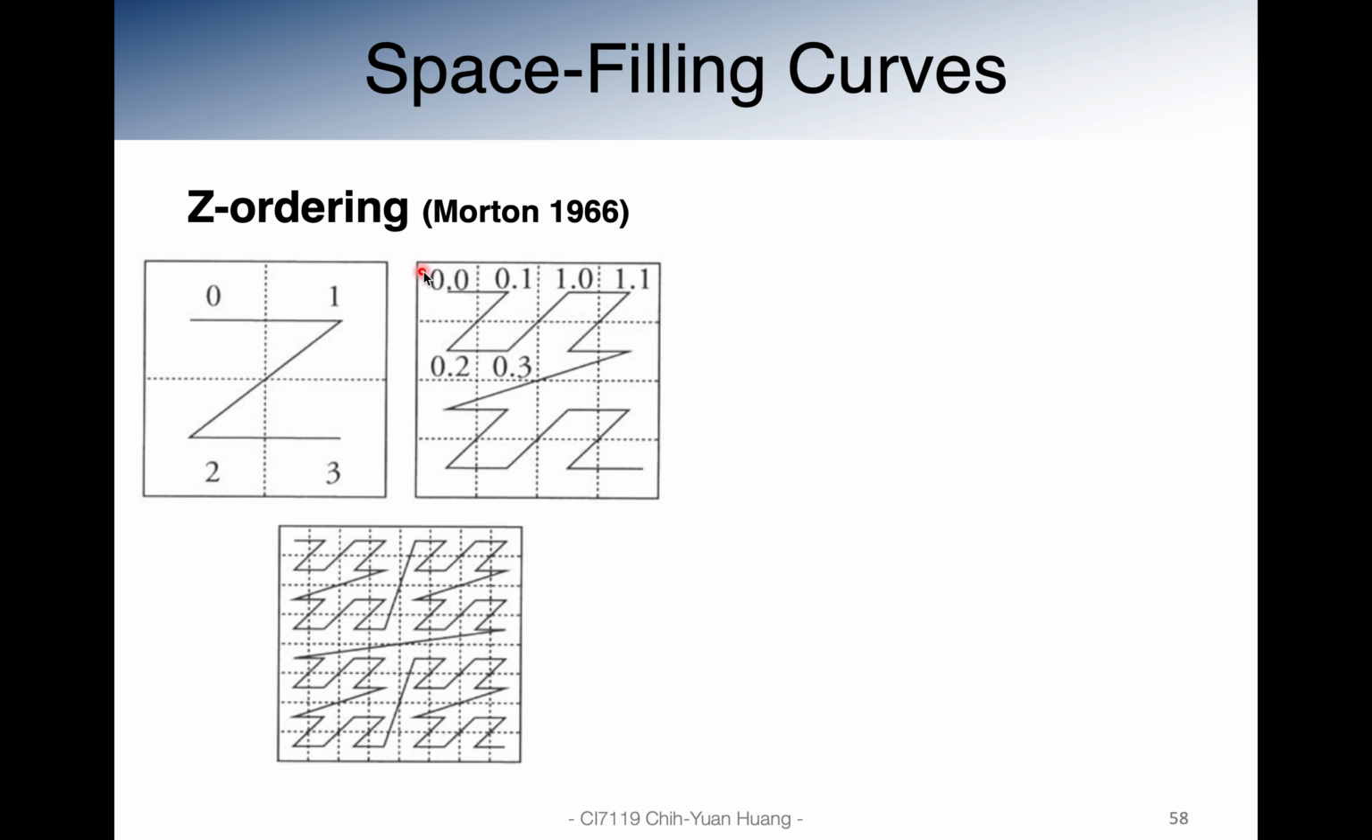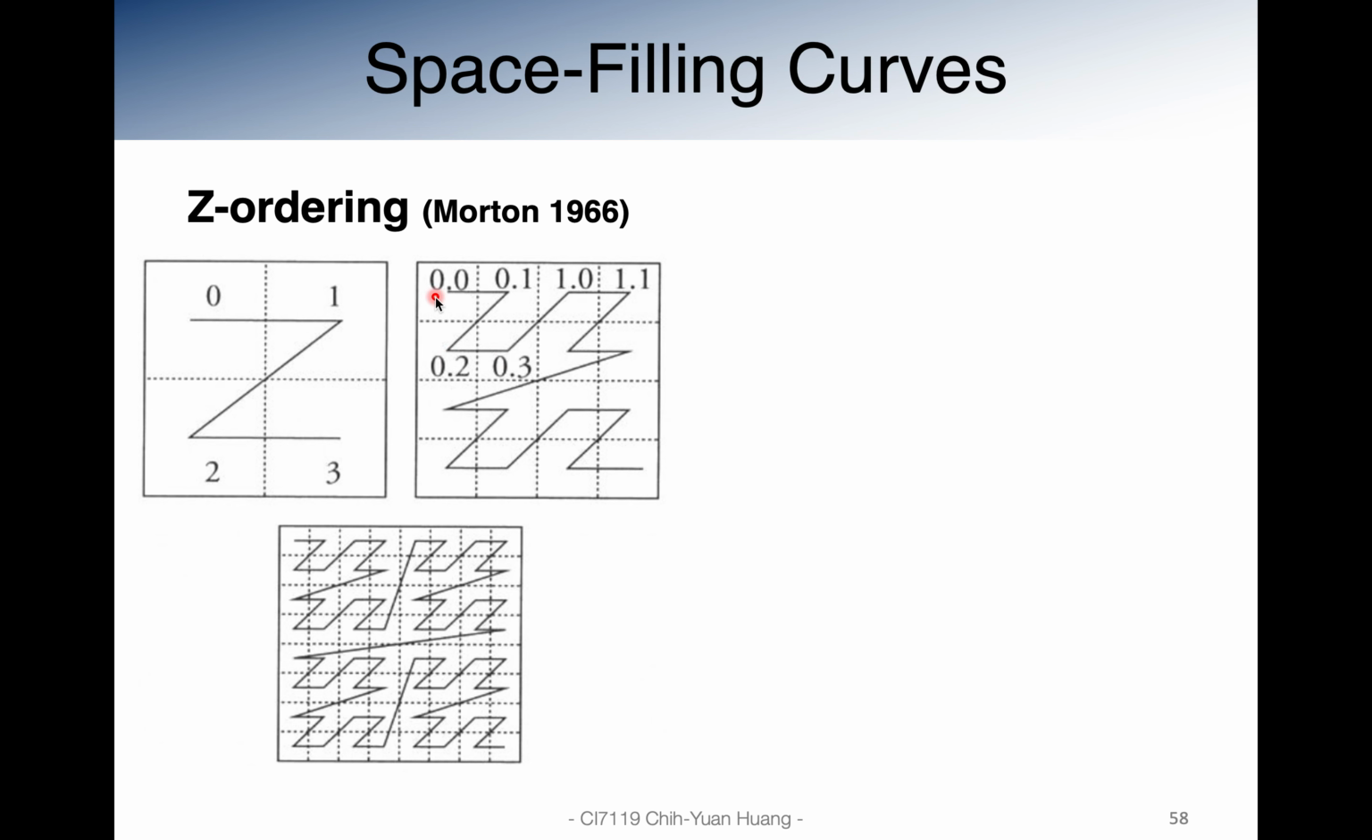So the first 0 over here indicates the location of this cell on the first level. You can say the first digit indicates the first level index. Okay, and the second digit means the location on the second level index, which means that this one is 0, and this one is 1, and this one is 2, and this one is 3.